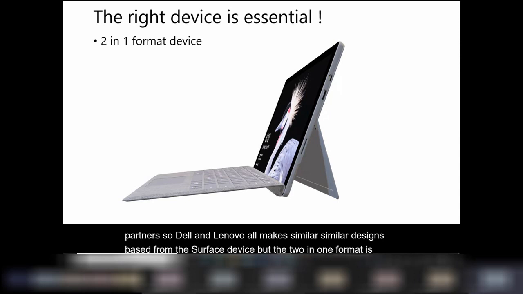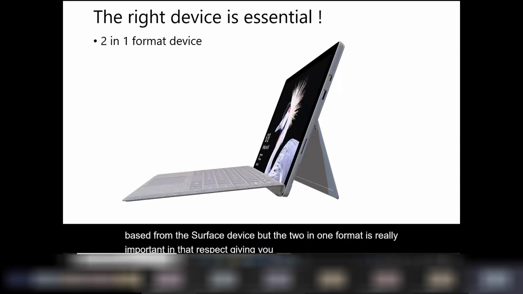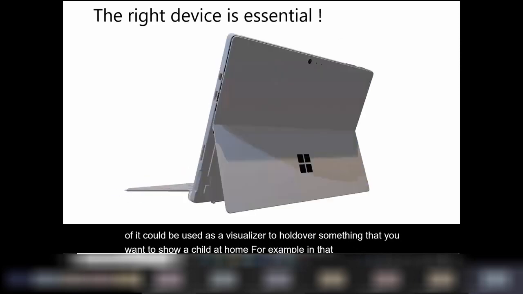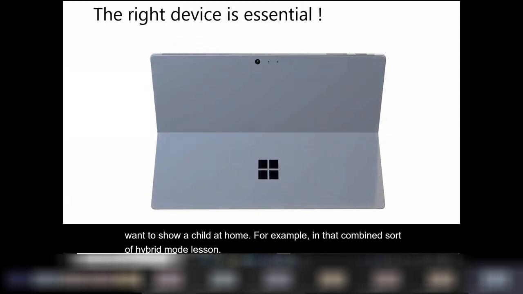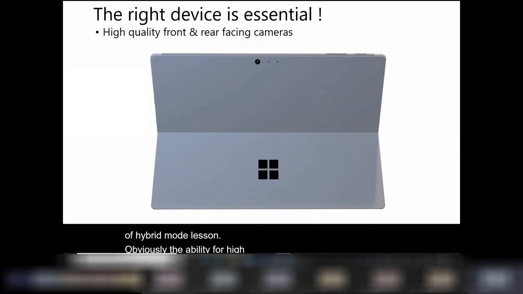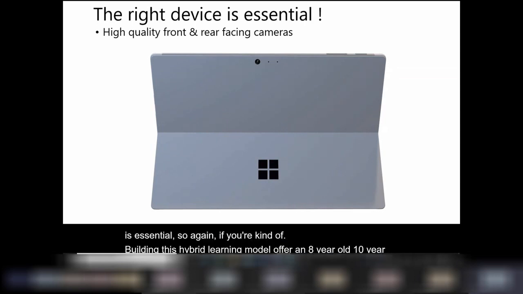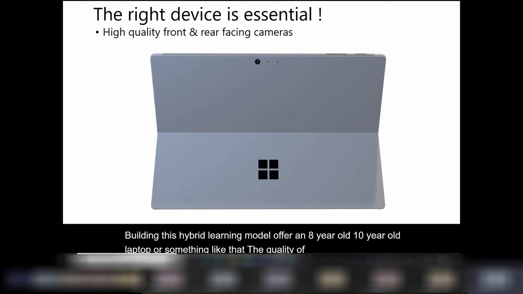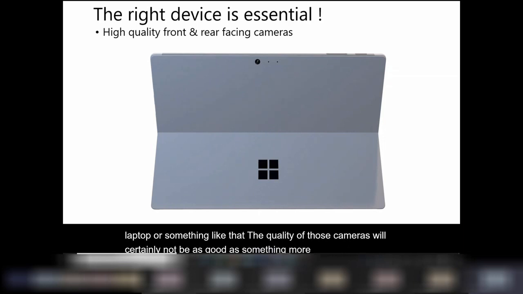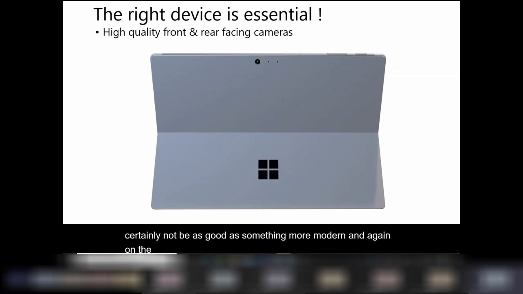is really important in that respect, giving you the functionality of the format. It could be used as a visualizer to hold over something that you want to show a child at home, for example, in that combined hybrid mode lesson. Obviously, the ability for high quality cameras, rear and front facing, is essential. If you're building this hybrid learning model off an 8-year-old, 10-year-old laptop, the quality of those cameras will certainly not be as good as something more modern. On the Surface device, you have a wide angle 1080p camera that sits at the back, and also a front facing camera as well.